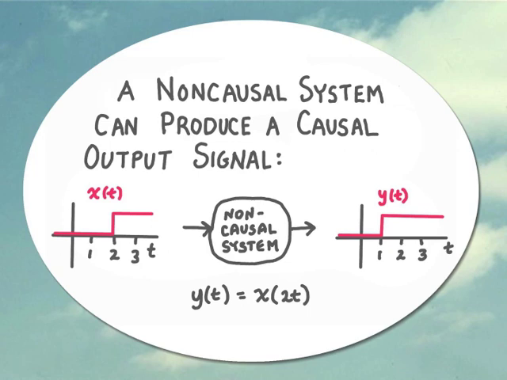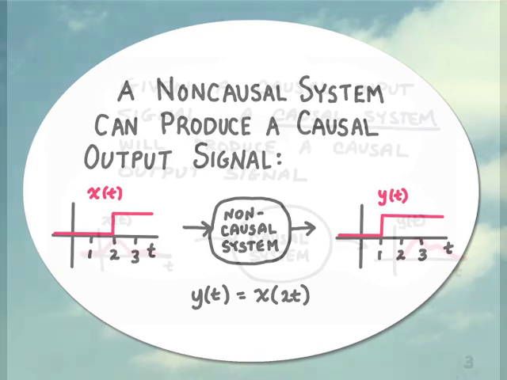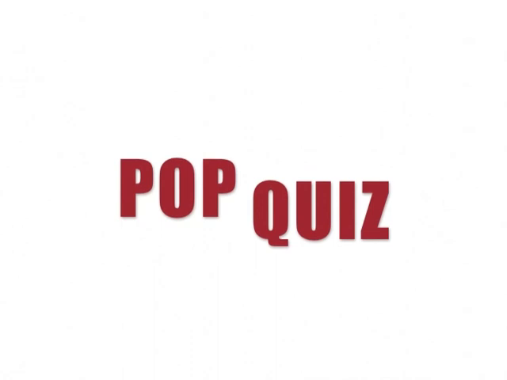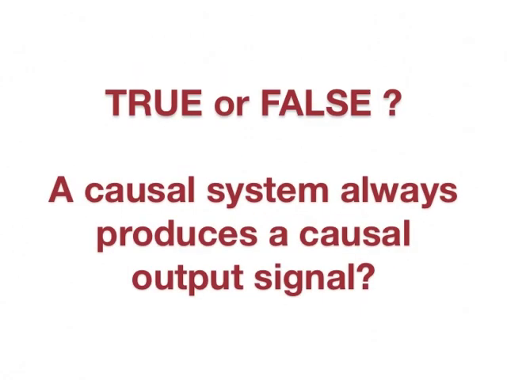This material about causal and non-causal systems can be quite confusing, especially since we just had a whole discussion of causal signals and non-causal signals. So to see how well you're understanding this, let's have a pop quiz. Our question is, true or false? A causal system always produces a causal output signal.